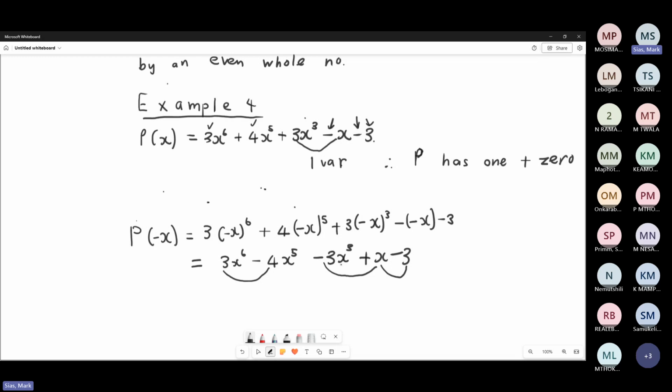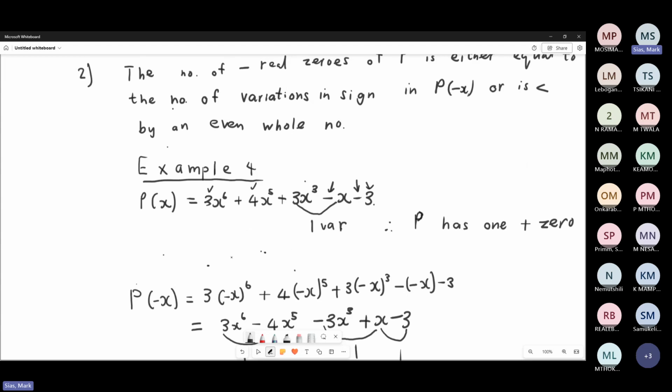And here we've got 3 variations, sorry. There's one variation, and here's a variation from minus 3 to positive 1, and here's another variation, positive 1 to minus 3. So we've got 3 variations in sign. Now this is an interesting case.